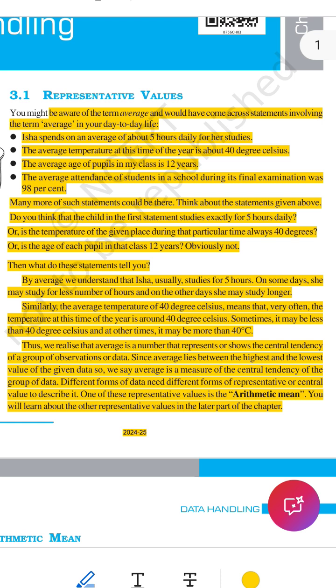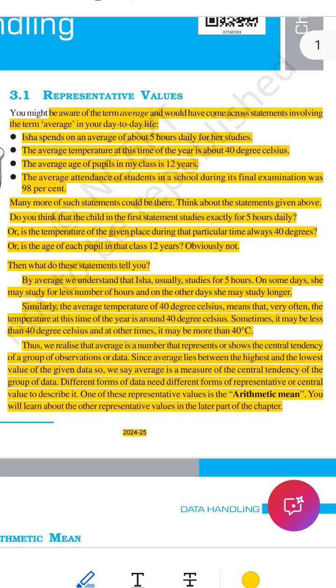When people say average, they usually mean the arithmetic mean, which is calculated by adding all the numbers and dividing by how many numbers there are. The average helps you summarize many numbers with just one number, making it easy to understand a lot of information quickly.